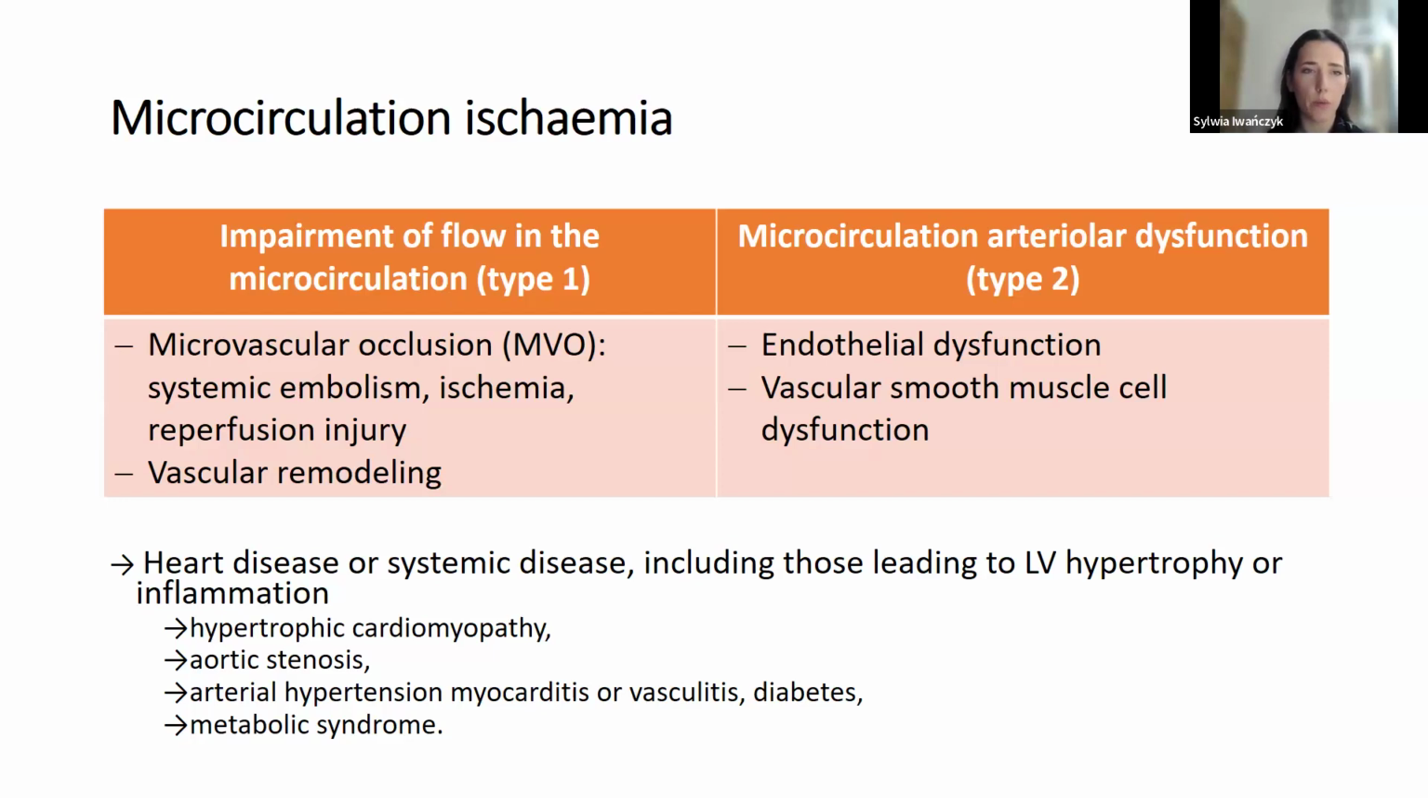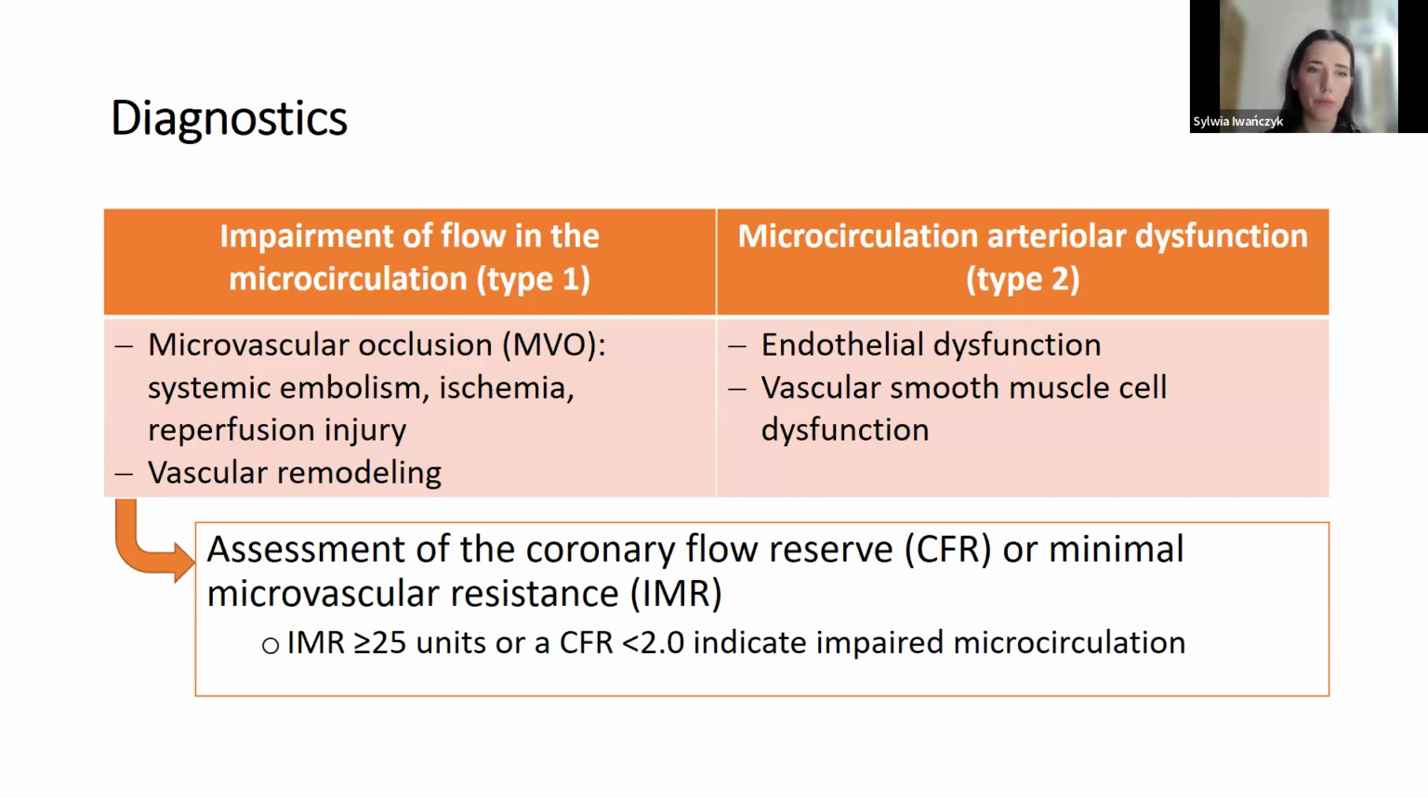So in this type, we have a remodeling of the microcirculation. And in this group of patients, we should diagnose them by assessing the coronary flow reserve. I will present, of course, these techniques in the next slides, but this is generally the first information about this. So the assessment is of the coronary flow reserve and the minimal microvascular resistance.